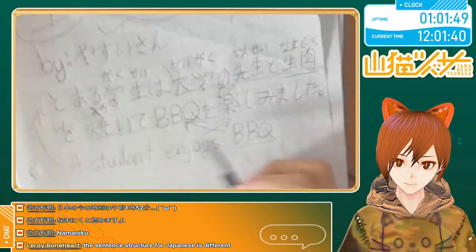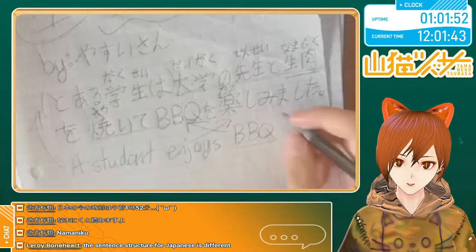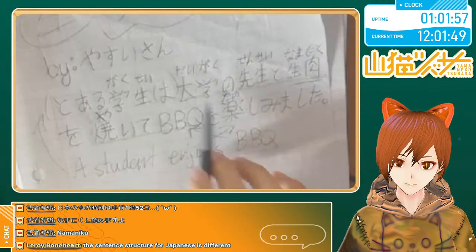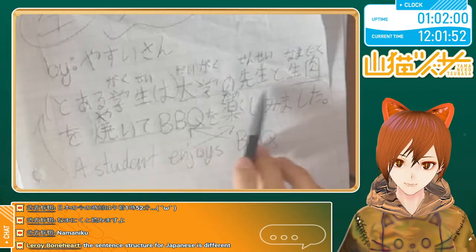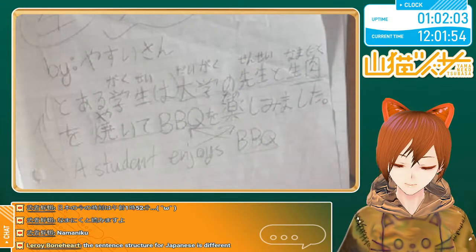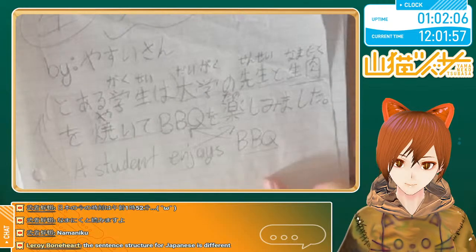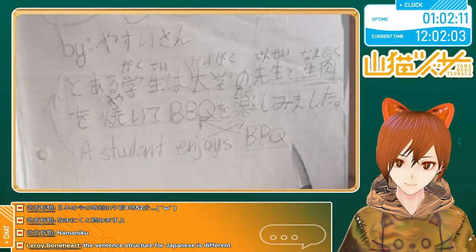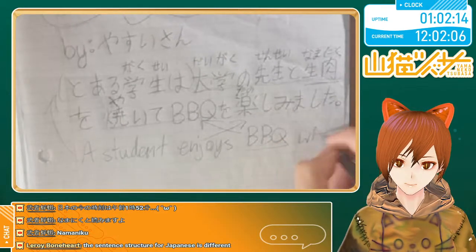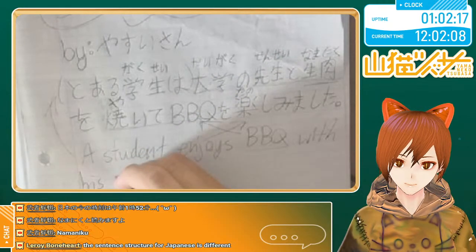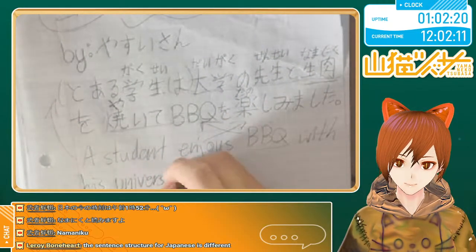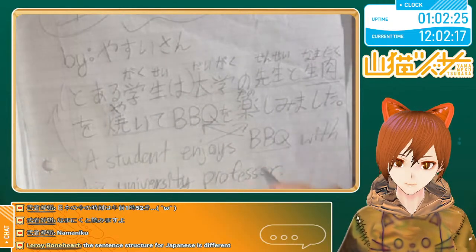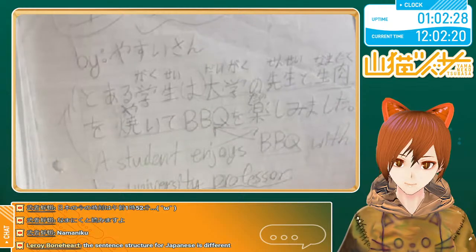So a student enjoys barbecue. And this is where this last part goes: Sensei, daigaku no sensei to namaniku. So this is where the whole thing comes together. Enjoys barbecue with his university professor. So this is why this is at the very end.